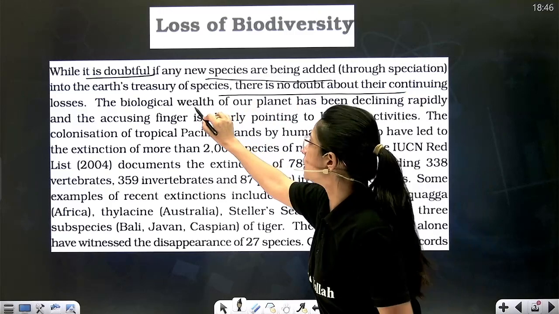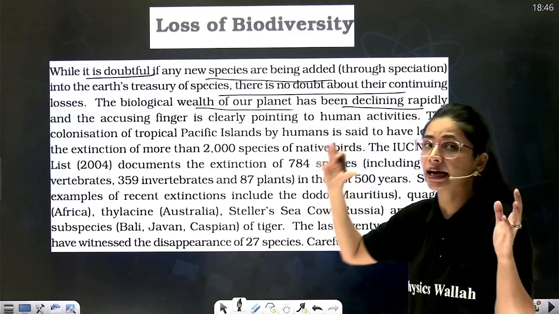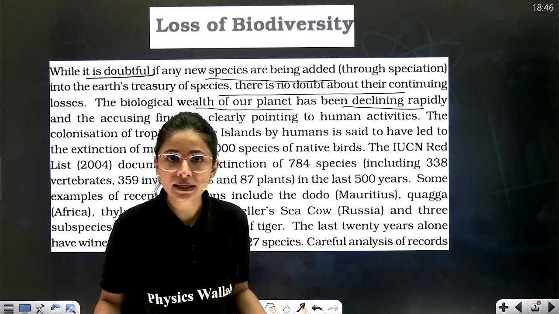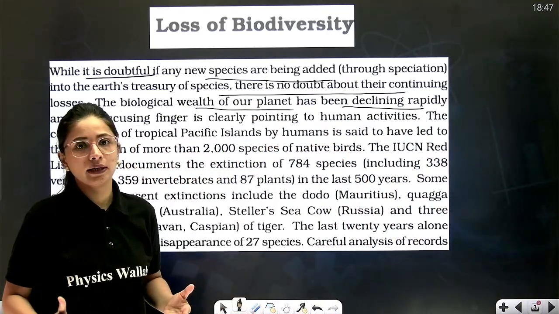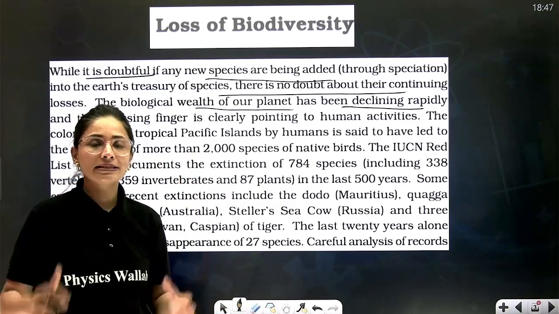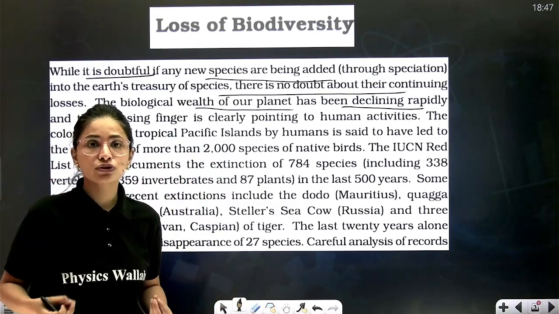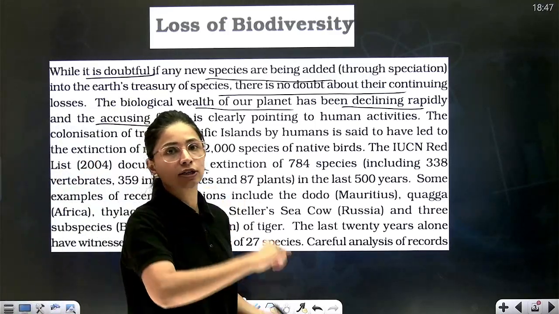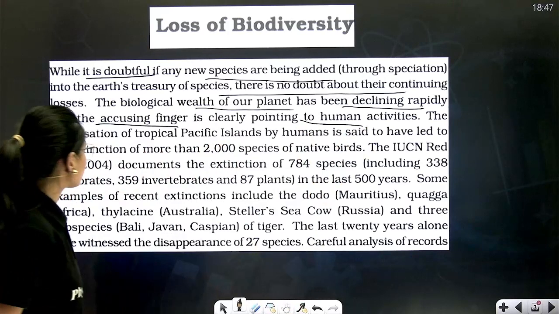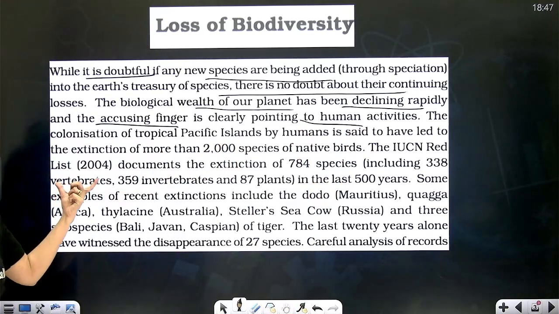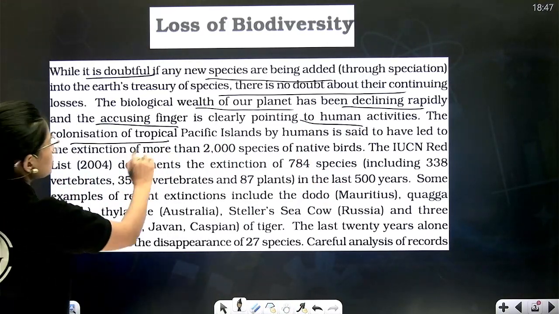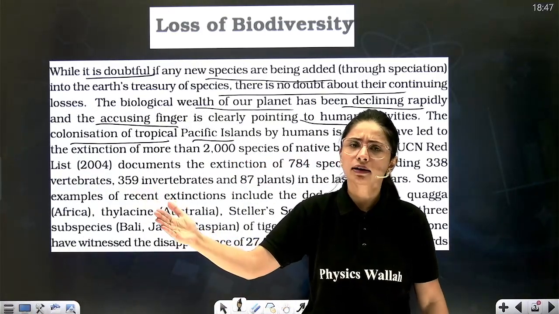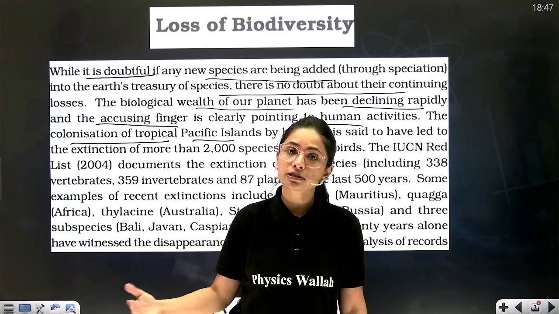The biological wealth of our planet has been declining rapidly. The biological wealth is related to the biodiversity. But due to human activity, due to man-made activity, this diversity, these resources are declining. An accusing finger directly points to the humans. Correct? Now, for example, there is one condition given, the colonization of tropical Pacific islands, and you know, humans, we are exploding our number. There's a lot of population explosion.